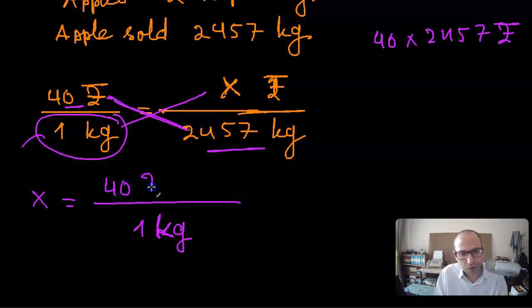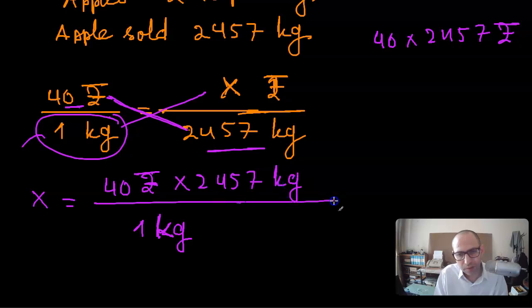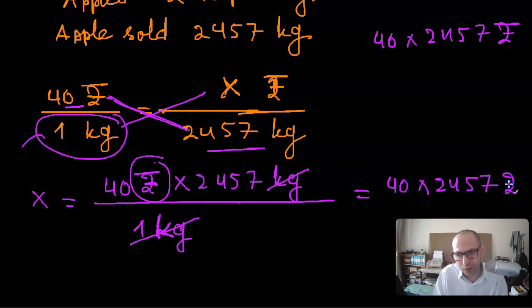So that's 40 rupees times 2,457 kilograms, right? And you see over here that kilogram and kilogram will cancel out, and what remains is the rupees. And so the calculation becomes 40 times 2,457 in rupees, right? Again, the same thing. So this essentially shows you that if you set up the units right, then you don't have to bother about the units.